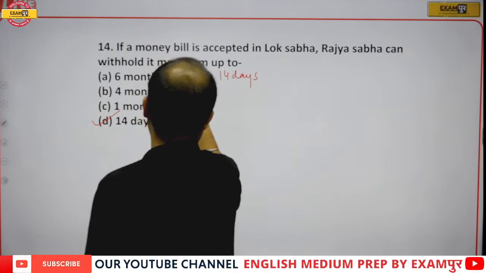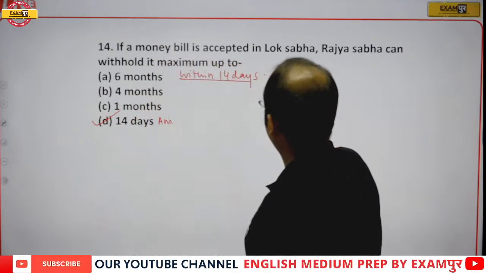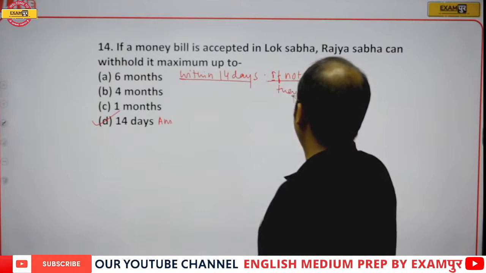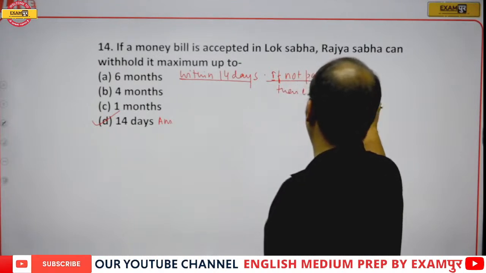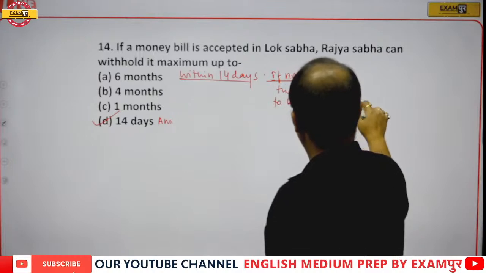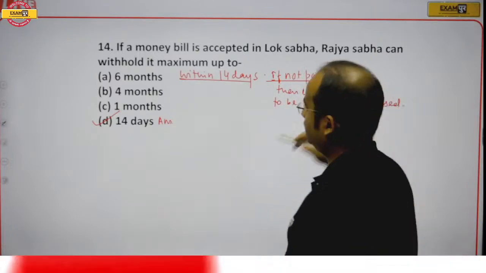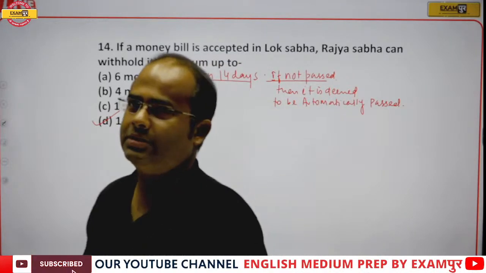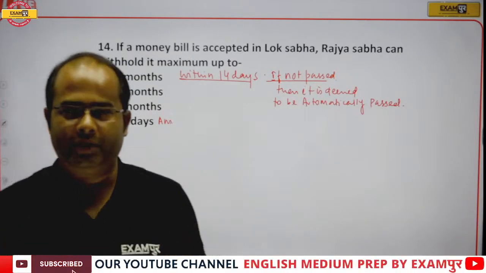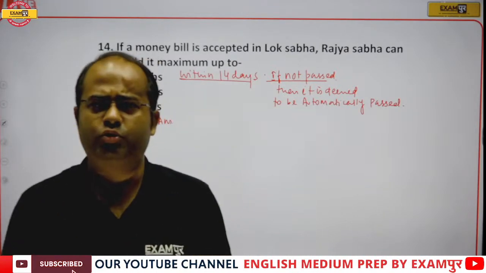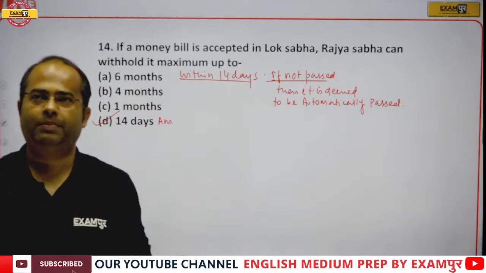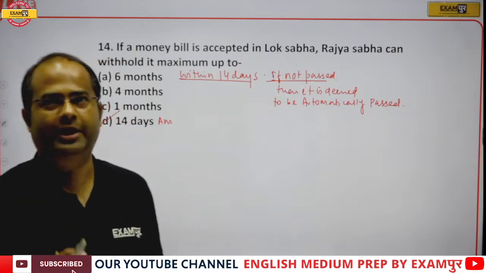14 days, if not passed, then it is deemed to be automatically passed. So the correct answer will be, guys, option D, that is 14 days. Easy question it was. So if the Rajya Sabha does not pass the money bill within 14 days, then it is deemed to be automatically passed. Therefore, there is no power of Rajya Sabha in case of a money bill. So the correct answer will be option D.